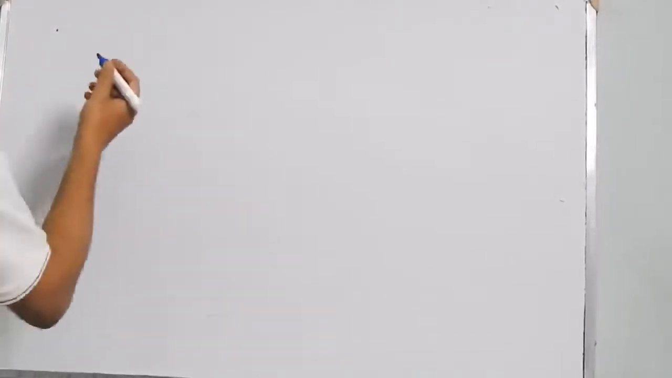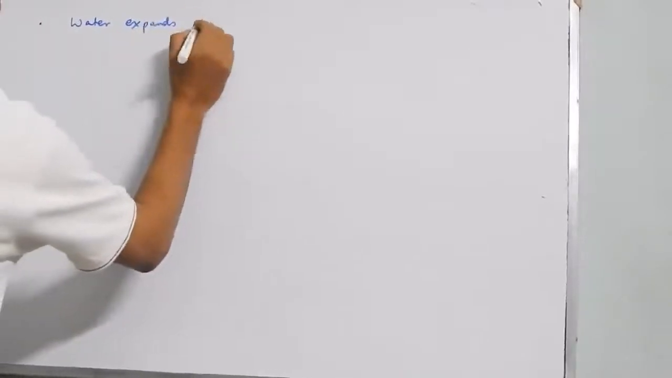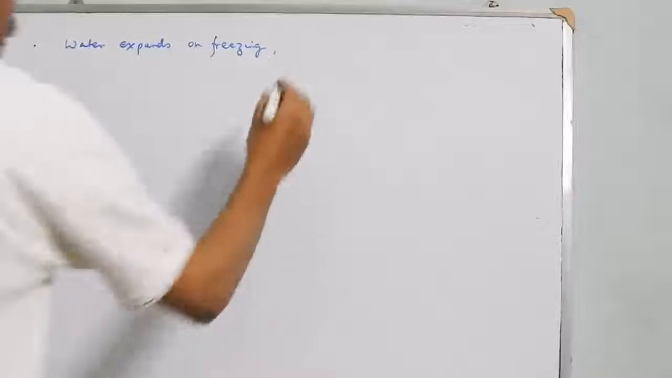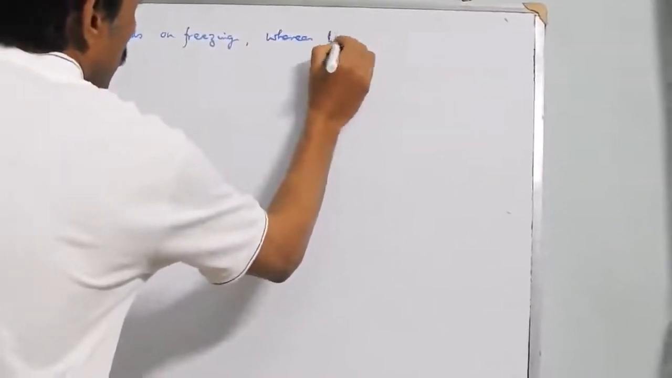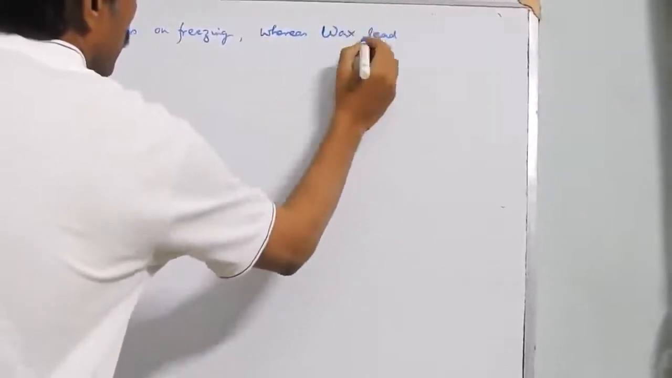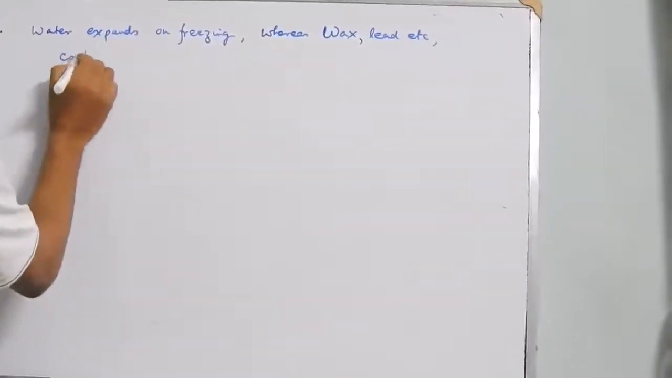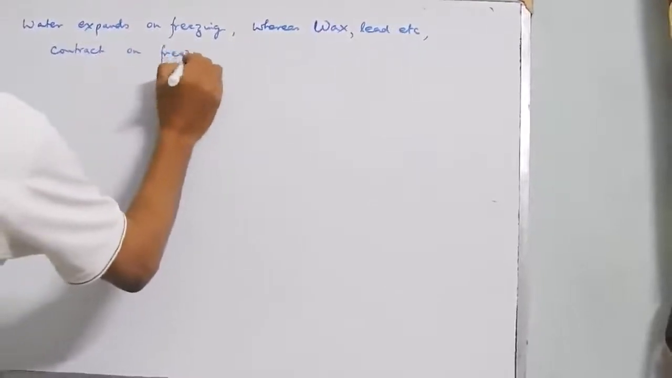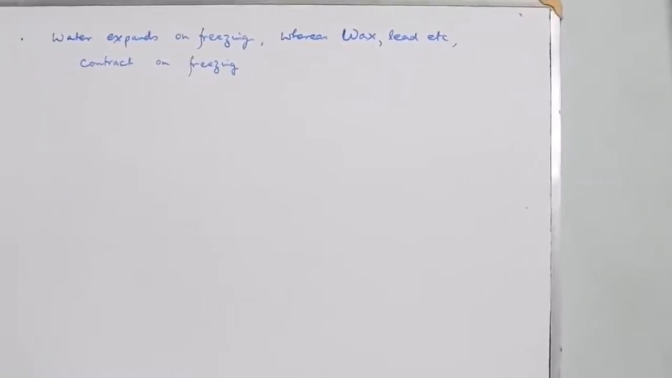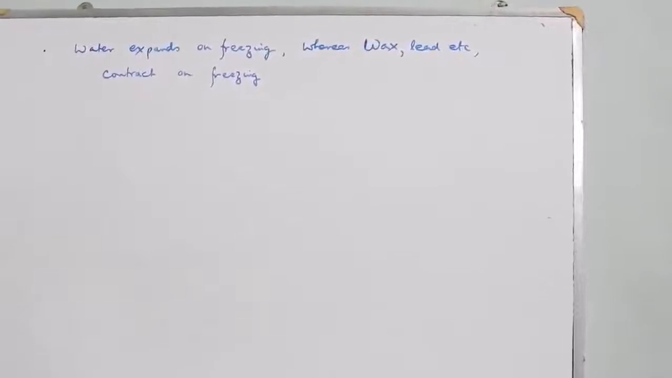Before discussing the molecular model, some points are noteworthy. The melting point, the boiling point, etc. is easily altered by changes in pressure and by adding some impurities. For example, you can say that water expands on freezing, whereas other substances like wax, lead, etc., they contract on freezing. Now, when we are talking about wax and lead, we are considering the molten form of wax and lead, so that will contract on freezing, whereas water will expand on freezing.